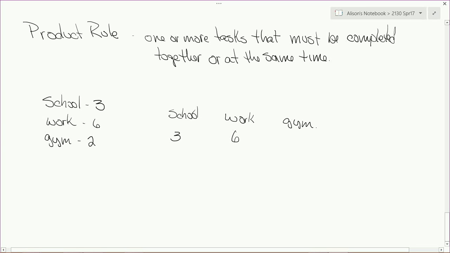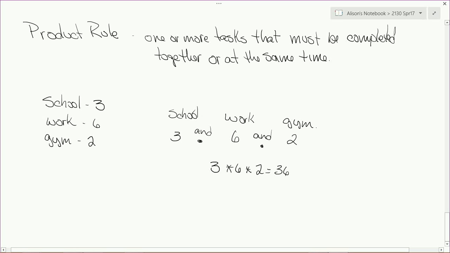Let's pretend for a minute that those are routes from school to work. And then let's pretend that the 2 routes are from work to the gym. Because you have to go to school, and then you have to go to work, and then you have to go to the gym, I'm actually going to multiply these values together. 3 times 6 times 2.